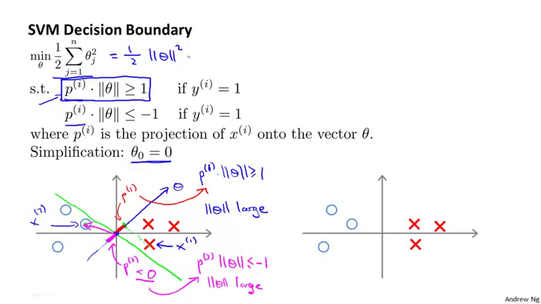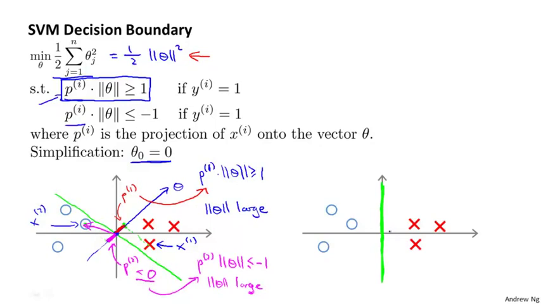But what we're doing in the optimization objective is we're trying to find a setting of parameters where the norm of theta is small. And so this doesn't seem like such a good direction for the parameter vector theta. In contrast, let's look at a different decision boundary. Here, let's say this SVM chooses that decision boundary.